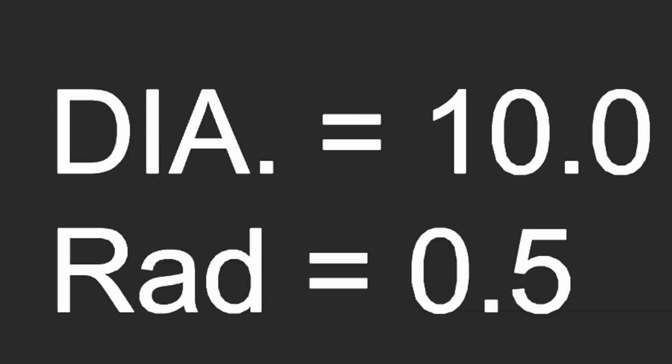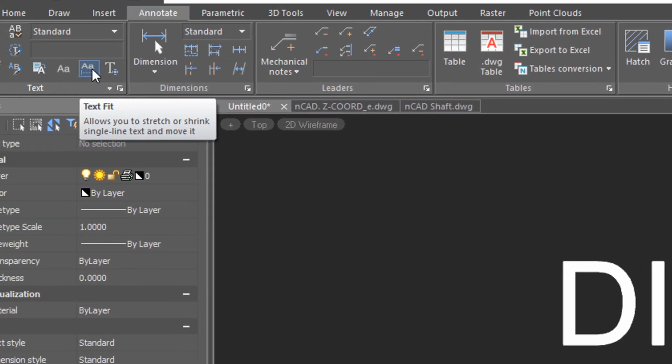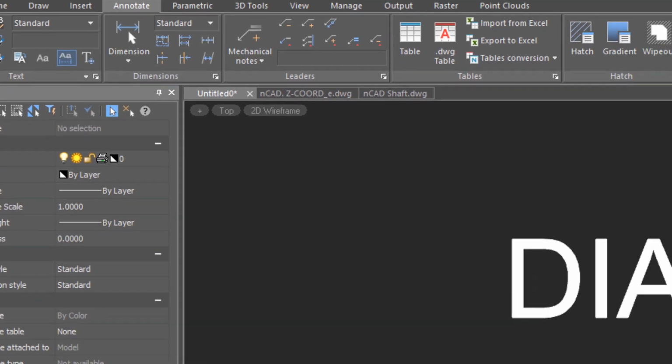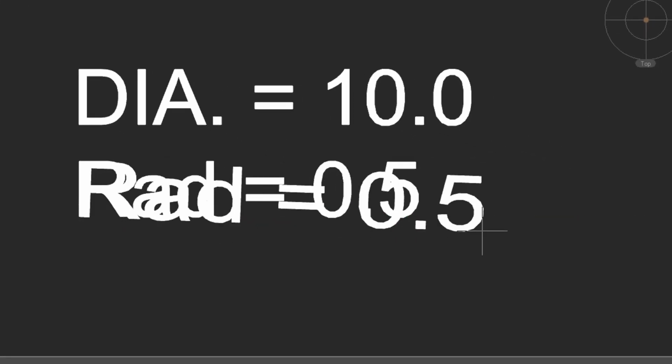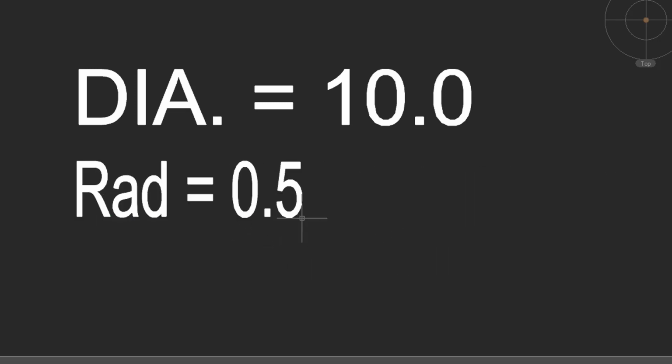Other commands in the text section include explode. And so you select the text, press enter, and now it's been turned into a series of solids. And finally, here's a command that'll let you stretch the text. So I select the command, choose the text, and now make the text wider or narrower than the original.